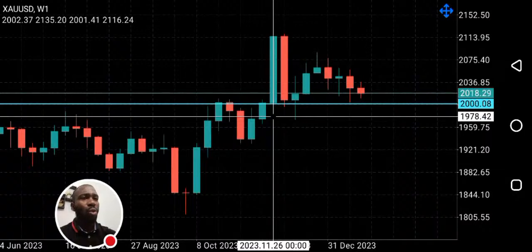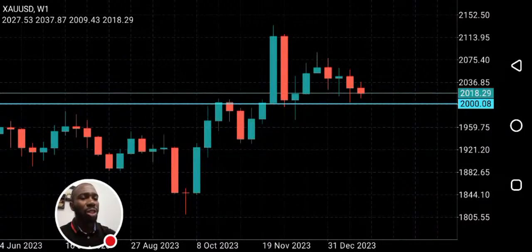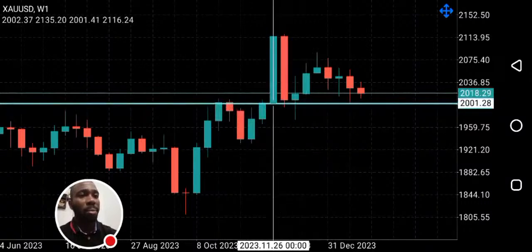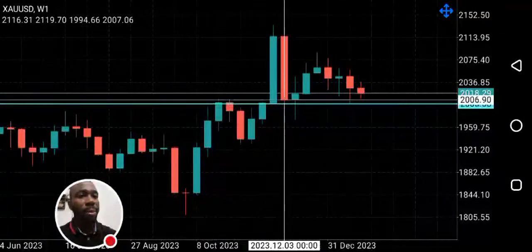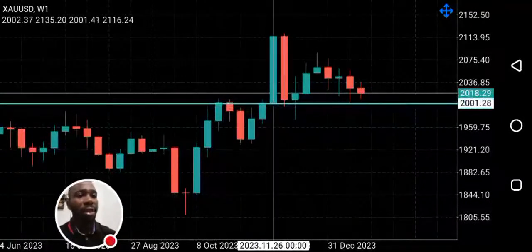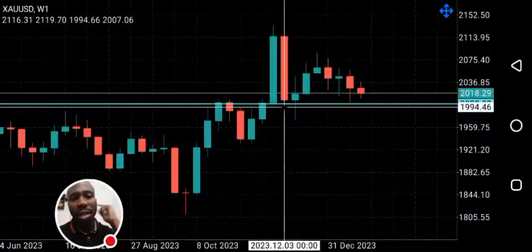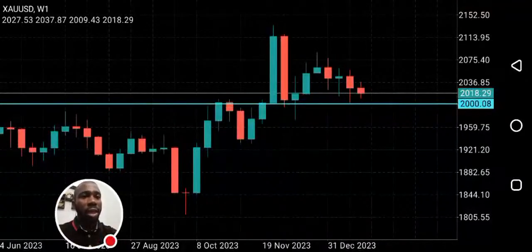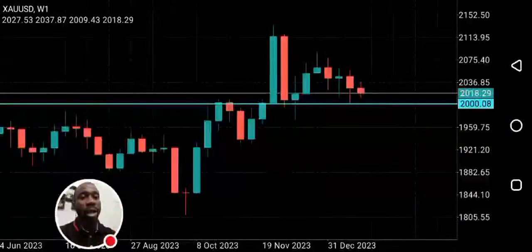So at the moment, gold is still bullish. The buyers will change from bullish to bearish if the bears are able to close below this level. If a candle is able to close below this level, that is when our buyers will change from bullish to bearish. But at the moment, I think the buyers are still in control. So that is what we have on the weekly time frame. We need to go to lower time frames to see the patterns we have on those time frames.